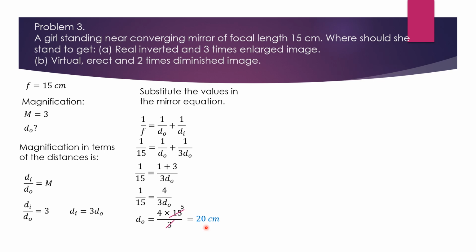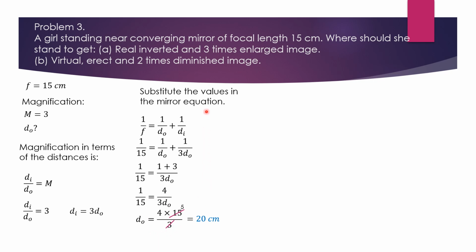than her height. Now the part B is a virtual, erect and 2 times diminished image. Notice that this is a converging mirror. A converging mirror never makes a virtual image which is diminished. A converging mirror always makes an enlarged image. So this question has some problem here. It will never make a diminished image. If it is diminished, this cannot further be solved. This is the final solution.